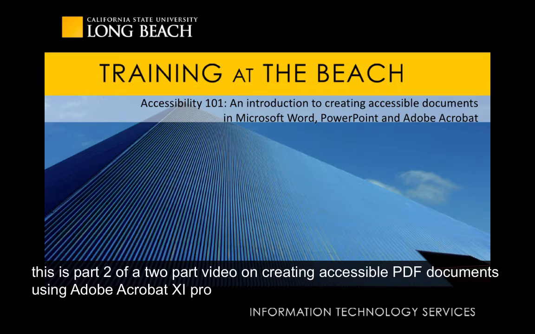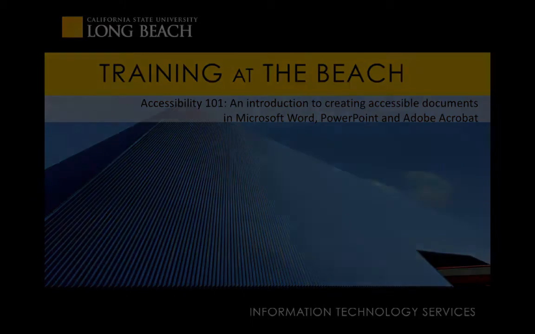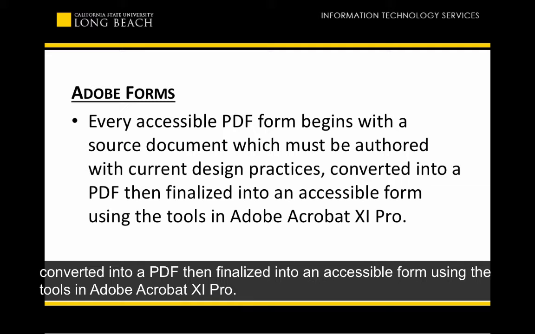This is Part 2 of a two-part video on creating accessible PDF documents using Adobe Acrobat 11 Pro. In this video, you will learn to create accessible PDF forms. Every accessible PDF form begins with a source document, which must be authored with current design practices, converted into a PDF, then finalized into an accessible form using the tools in Adobe Acrobat 11 Pro.